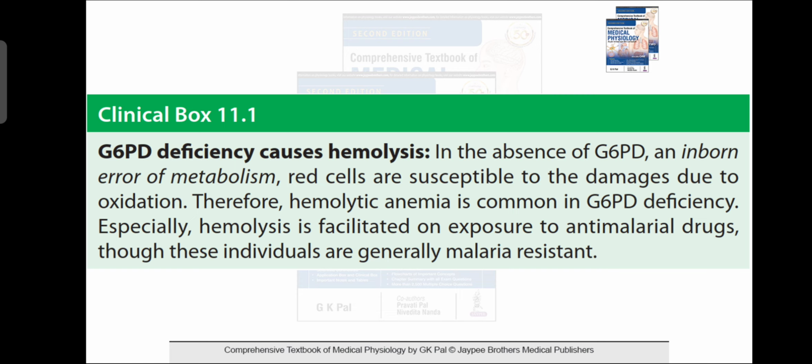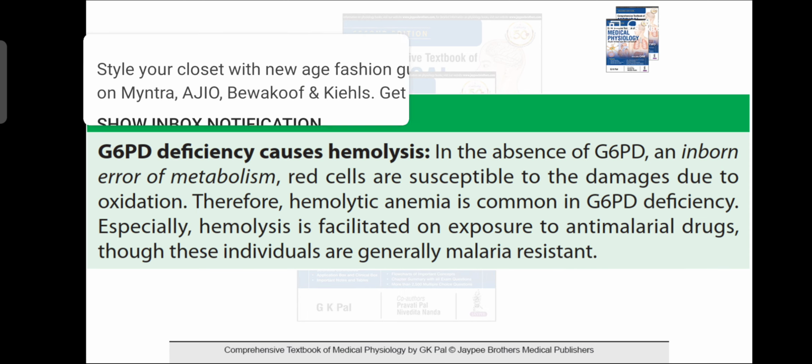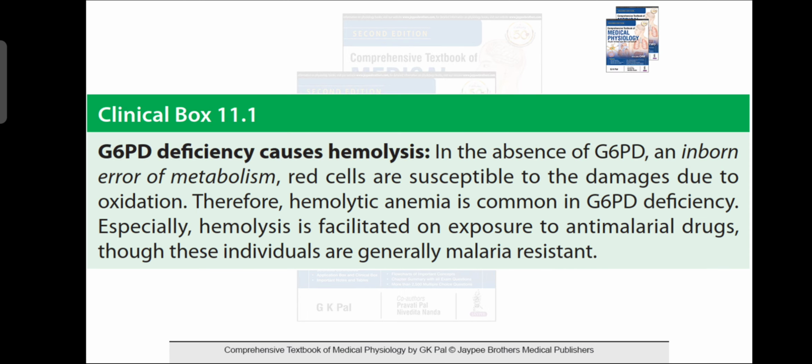Hemolysis is facilitated on exposure to antimalarial drugs. These individuals are genetically malaria resistant. So, when you give an antimalarial drug to any patient, you first have to do the G6PD test. If the G6PD deficiency test is positive, then you cannot give this antimalarial drug because it produces hemolysis.